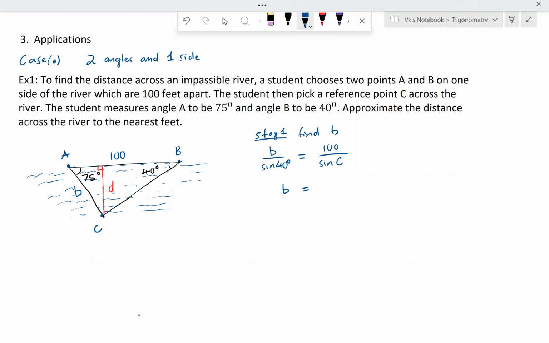B is 100 over sine of the angle C. Well, we can figure out the angle C. That would just be 180 minus the sum of the other 2 angles, 75 and 40. And then we multiply by sine 40. B is, put this in the calculator, and that gives us approximately 70.92.